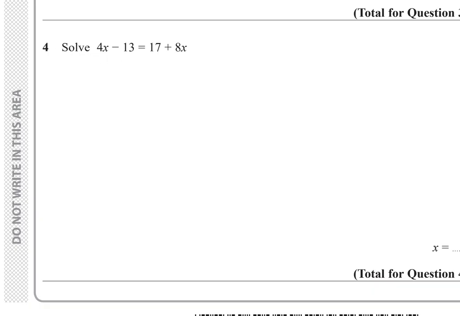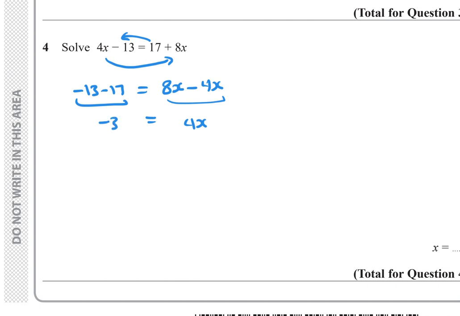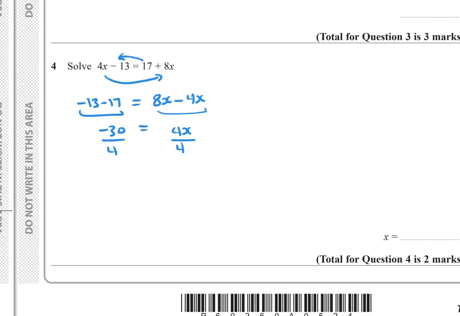Number 4. Solve 4x minus 13 equals 17 plus 8x. Put x on one side and the numbers on the other side. You can transpose 4x to the other side as negative, so 8x minus 4x, and transpose 17 to the other side, so negative 13 minus 17. 8x minus 4x equals 4x. Negative 13 minus 17 is negative 30. Divide by 4, divide by 4. So x equals negative 7.5.